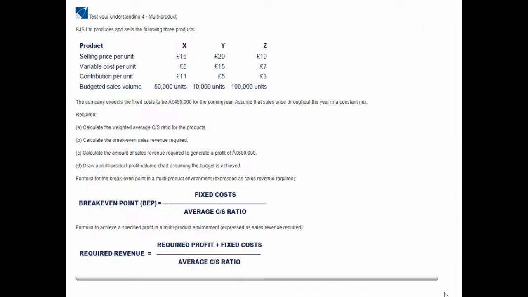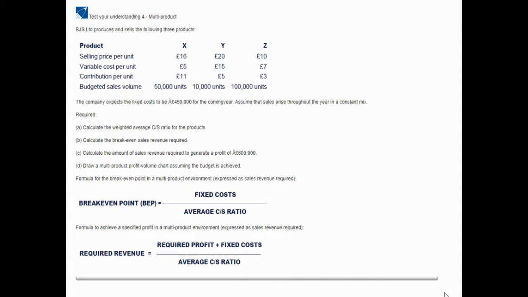So here we have tested understanding 4. We are told that BJS Limited produces and sells the following 3 products, X, Y, and Z. The selling price per unit is 16, 20, and 10. Variable cost per unit is 5, 15, 7. Contribution per unit is 11, 5, 3. Then you have the sales volume, 50,000 and so on.